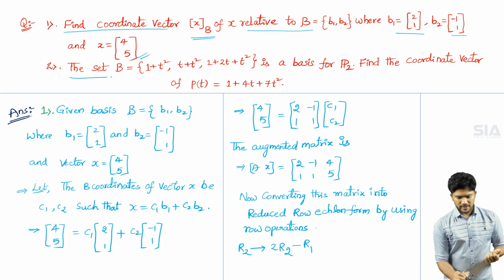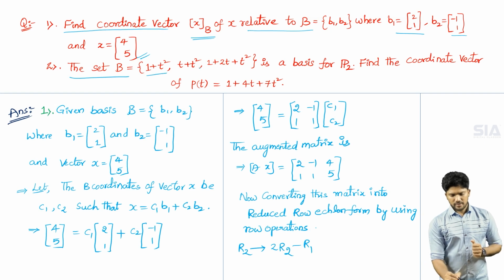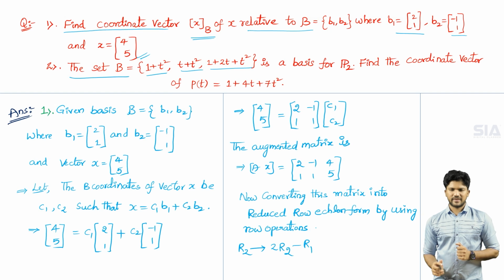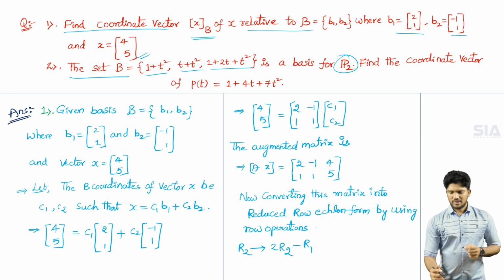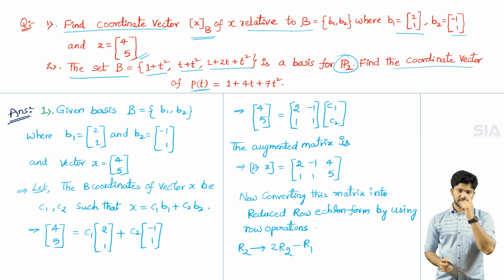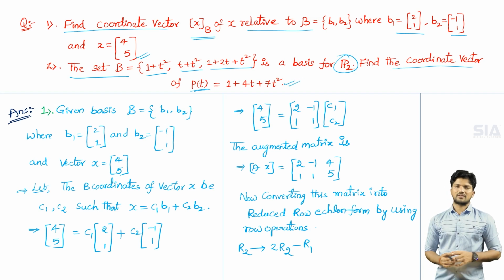In the second problem, the set capital B is equal to {1 plus t square, t plus t square, 1 plus 2t plus t square}, which is a basis for P suffix 2. P suffix 2 is nothing but a polynomial field. Find the coordinate vector of the polynomial p of t is equal to 1 plus 4t plus 7t square. For this polynomial, we have to find out the coordinate vector.